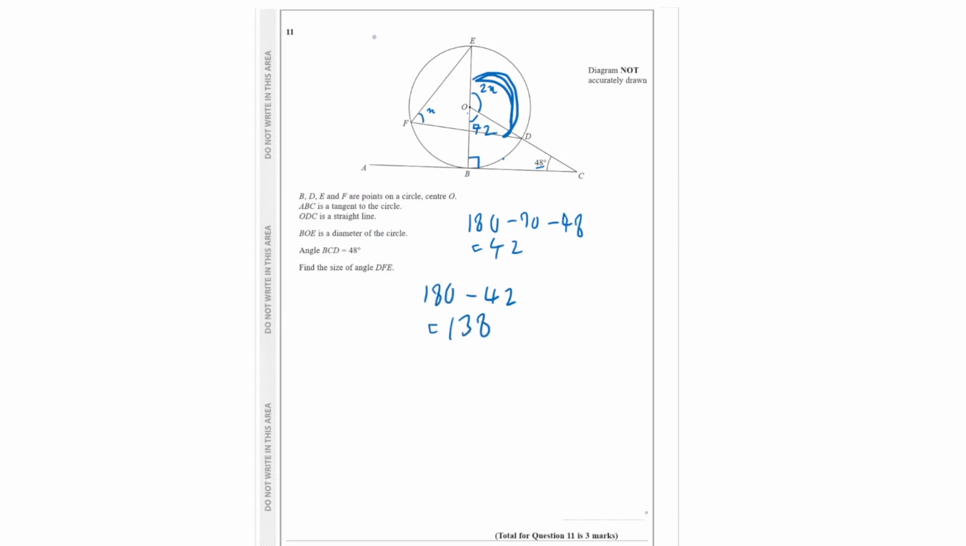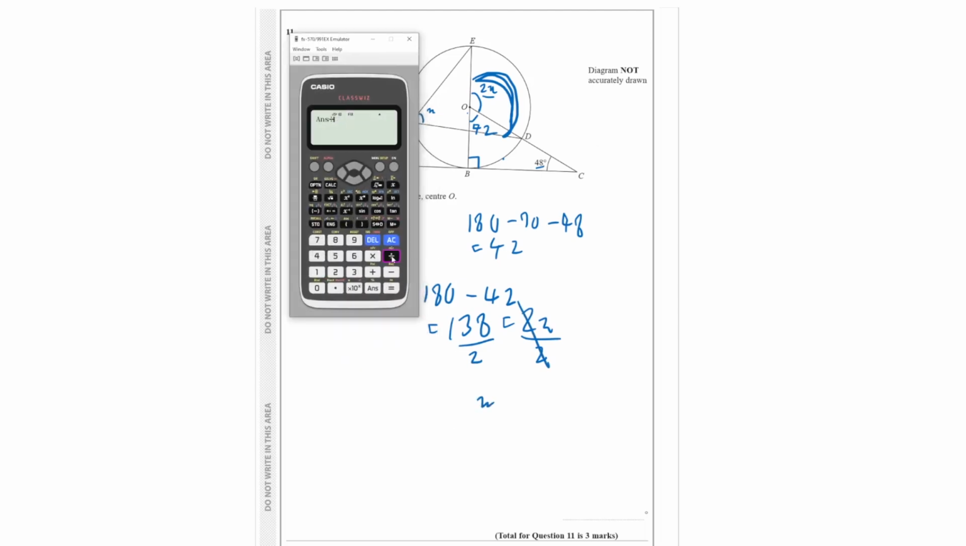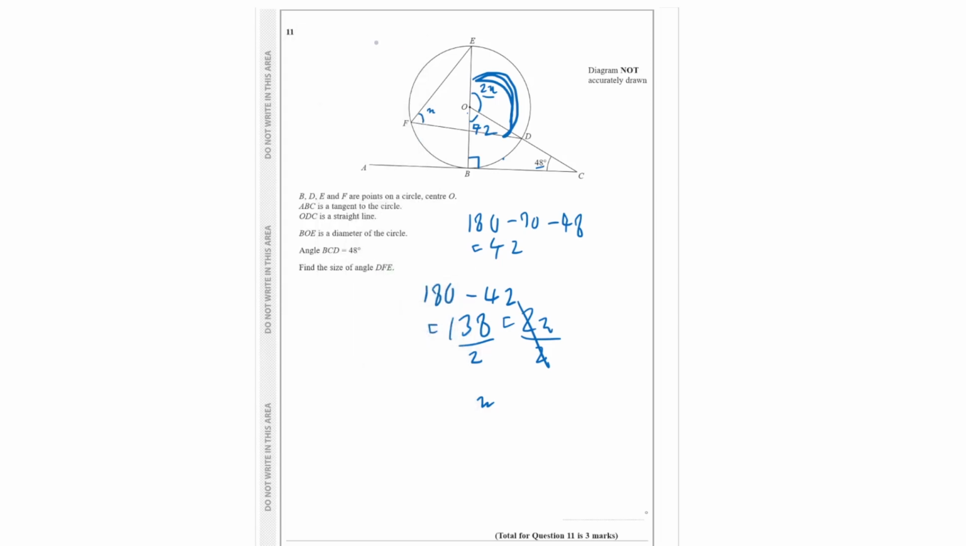Now that we found this, which is 2x, we can say that 138 is equal to 2x. We divide both sides by 2 to find x. This cancels out. And if we use the calculator one last time, 138 divided by 2 is simply equal to 69. Nice. 69 degrees. And that's our final answer.